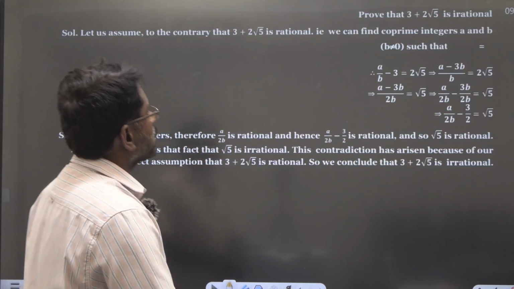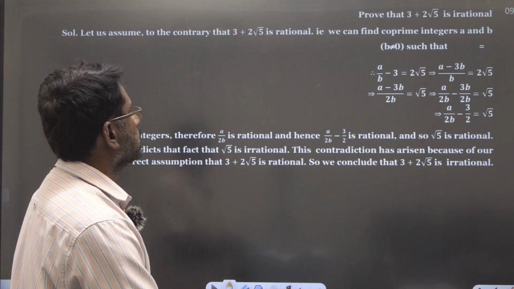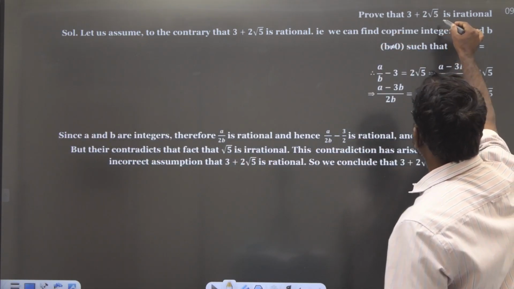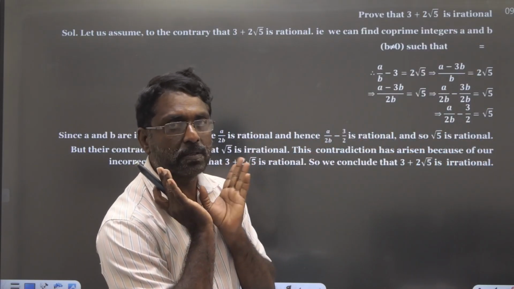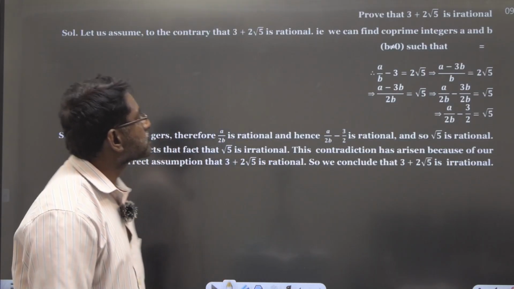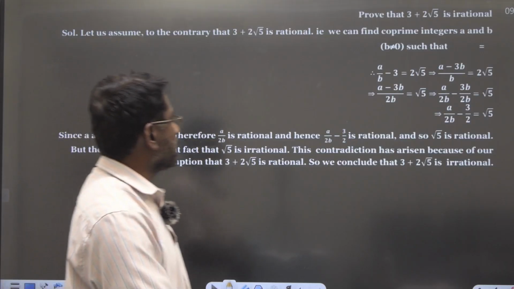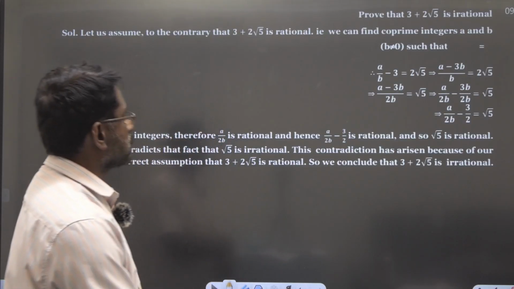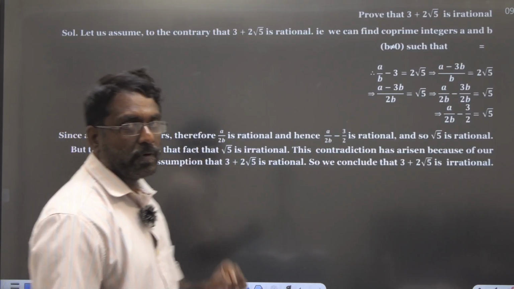Another question: prove that 3 plus 2 root 5 is irrational. 3 is a rational number, root 5 is an irrational number, and the sum of a rational and an irrational number is an irrational number. We already have that property. In the same method we can do this question. Let us assume, what will be our assumption?